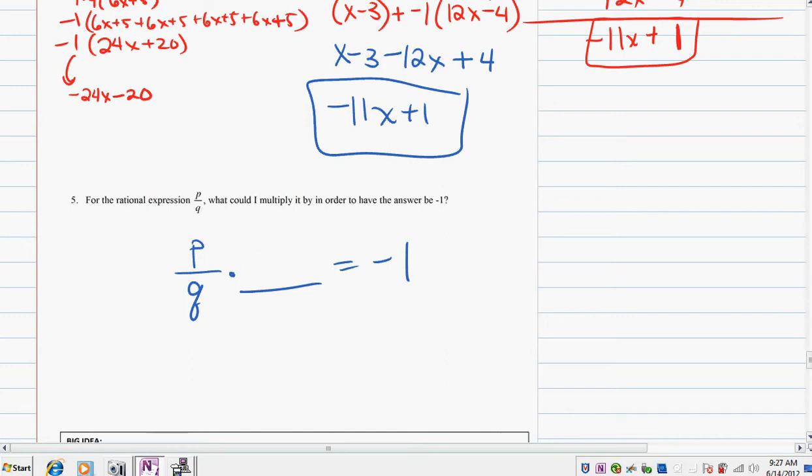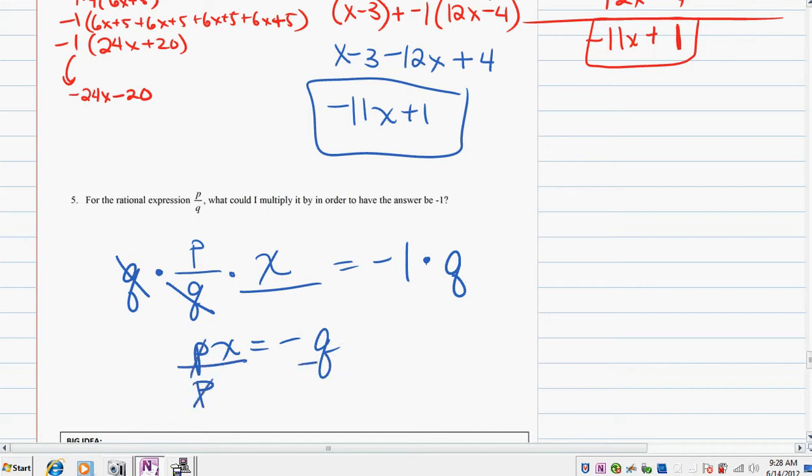Well, we could think of it as inverse operations, so let's maybe go with that. What if I called that x and I want to solve for x? To get p and q away from x, I would multiply both sides by q. So I get px equals negative 1q, or just negative q. Divide both sides by p. And so x is negative q over p.